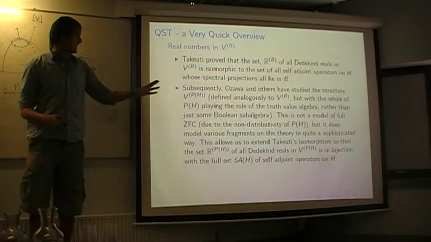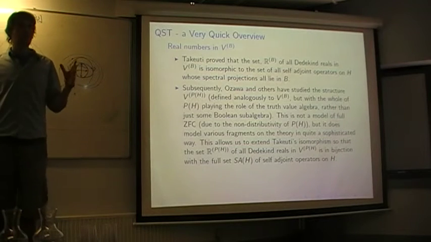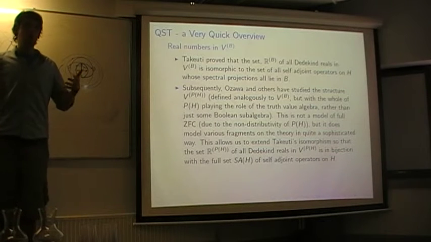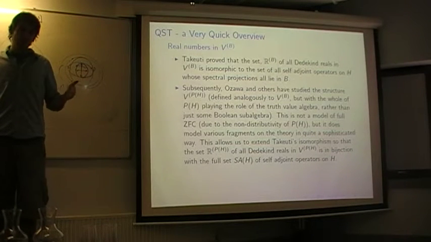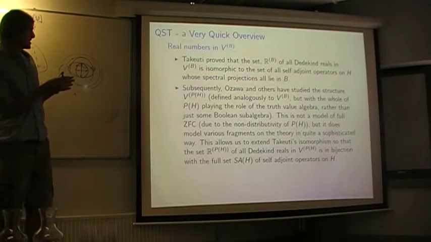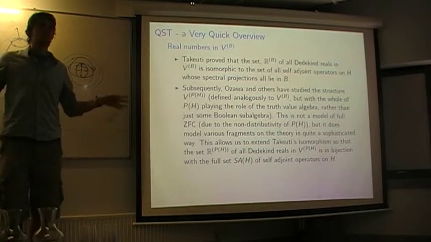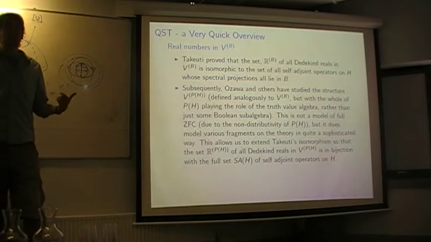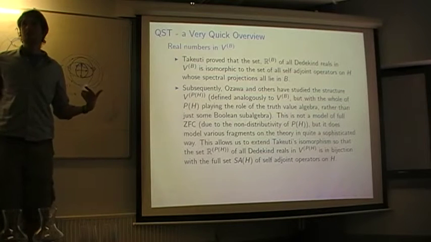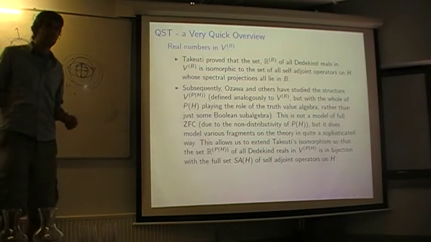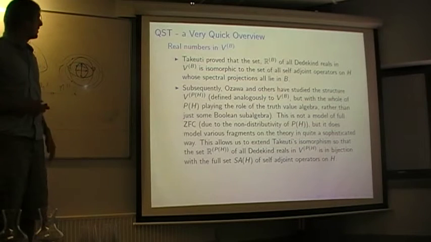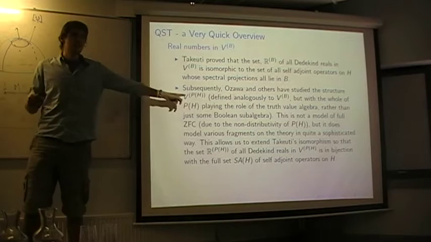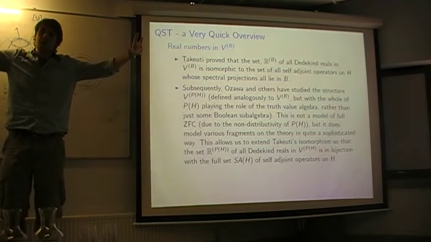And so what people like Ozawa and others have tried to do is they said, okay, we got this theorem just for Boolean algebras of projections, but wouldn't it be nice if we could build a model where the reals encode not just some part of the physical structure, but the whole physical structure of the system. So the reals in these models are isomorphic, well not isomorphic, but bijective to the set of all self-adjoint operators on whatever Hilbert space we started with. So that's the goal. And the natural way to do this is to say, okay, let's not just take some Boolean subalgebra, let's take the whole projection lattice and build this model from here.